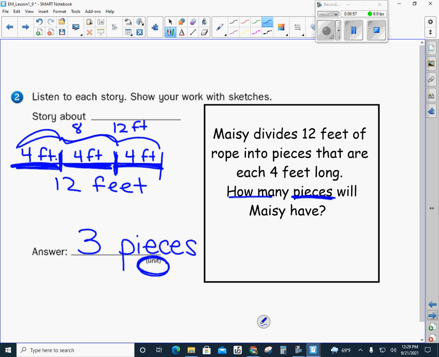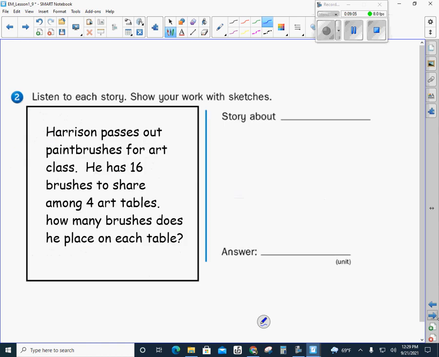Now remember, guys, if you need to fix anything as we're working, you can always pause the video. You can fix it. You can always rewind the video if you need to. All right, listening to the next story. And this is still in number 2 on page 18. It's not in your book, so you'll have to just read it and listen to it here.